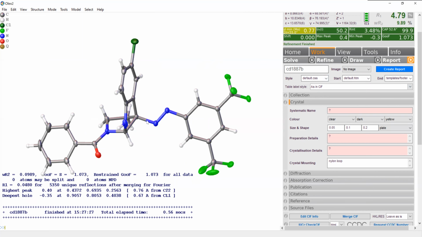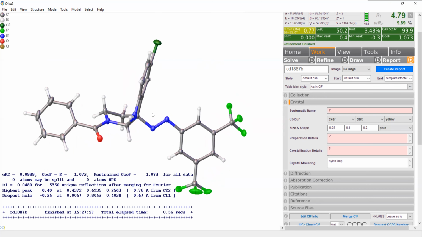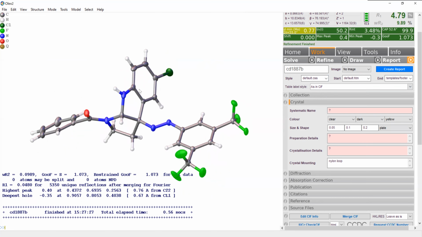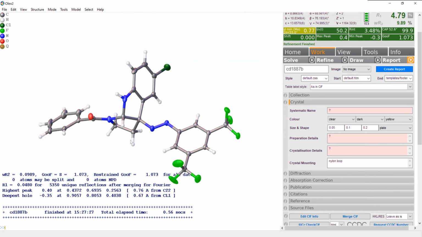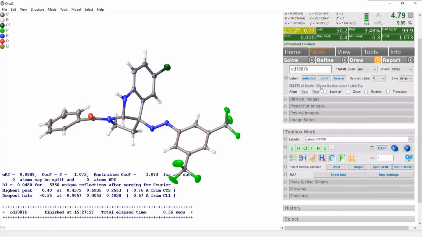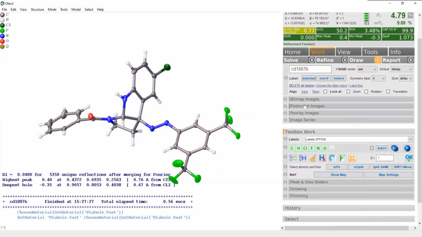One last thing, if you want to make a picture of the asymmetric unit, if you hold the left mouse key, you can rotate your structure. With the right mouse key, you can zoom in and out. And we click on the drawing arrow. If you want to change your label color, you choose the label color. I like black, but the default is green, so it's up to you. Just change the ambient font to whichever color you like.